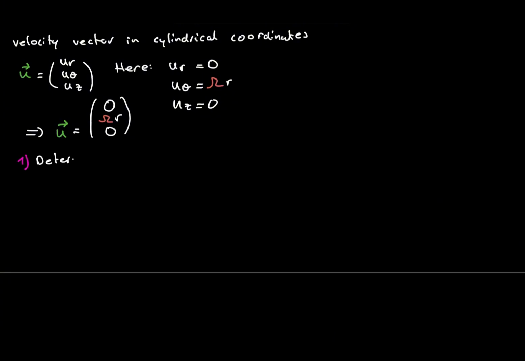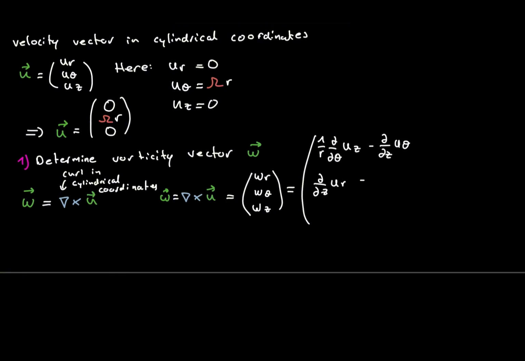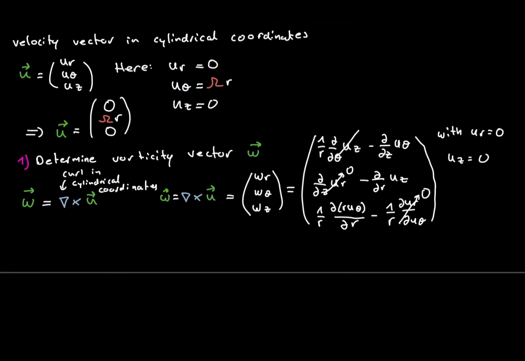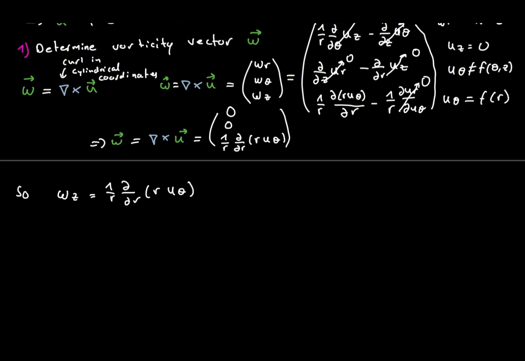Next, we compute the vorticity. Vorticity is defined as the curl of the velocity field. For axisymmetric swirl flow with only a tangential velocity component that depends on r, the vorticity has only a z component. This component equals 1 over r times the derivative with respect to r of r times u theta.